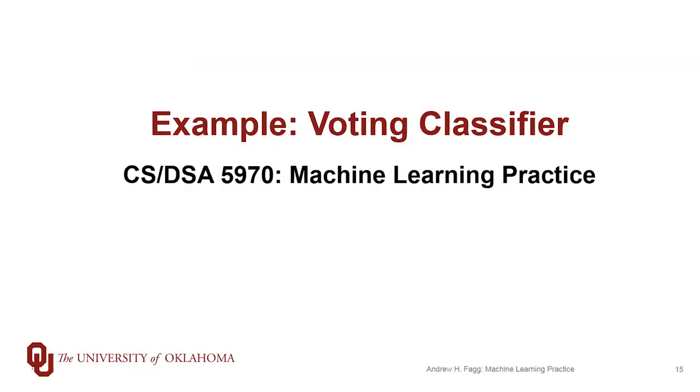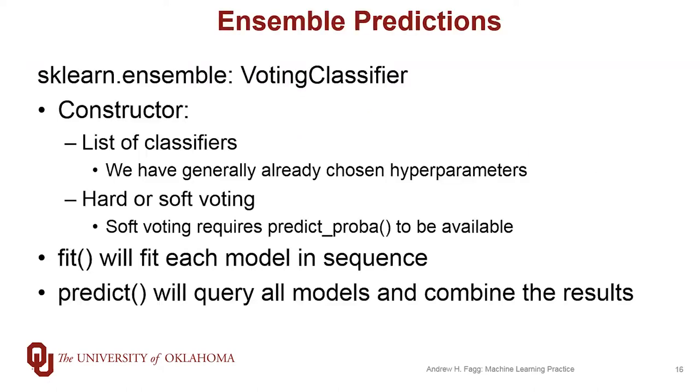We started talking about ensemble methods, and the very first approach that we're going to look at is the voting classifier. This is a class in and of itself that's available out of scikit-learn. The constructor for this class takes a list of primitive classifiers, and for each one of those, we've already chosen our hyperparameters. And we can choose with this particular class whether or not we're going to do hard or soft voting. If we do select soft voting, however, the method predict_proba must be available for all of the component classifiers.